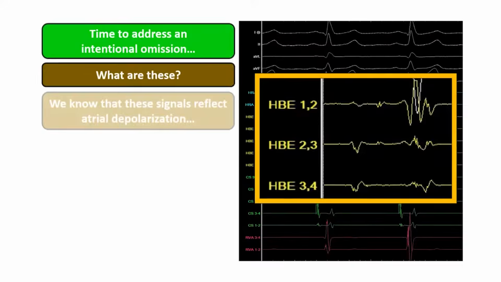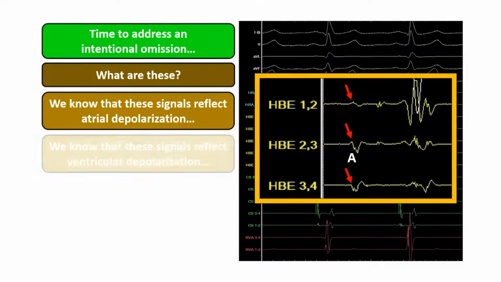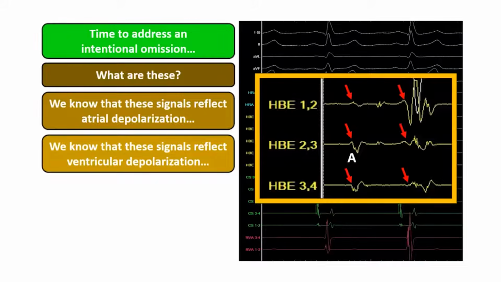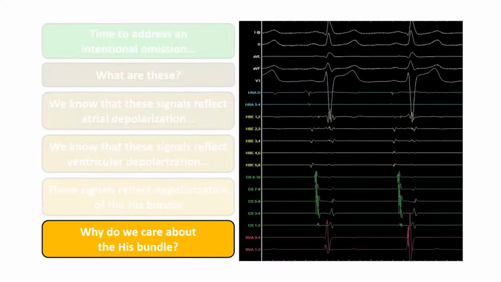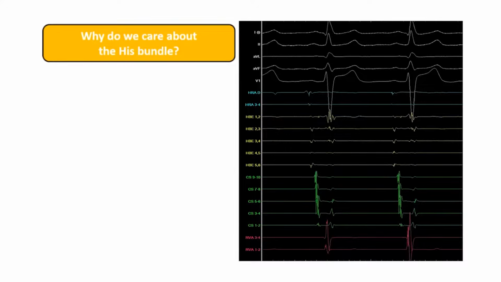Zooming in, we know that the signals on the left reflect atrial depolarization, or our A's. And we know that the signals here on the right represent ventricular depolarization, or our V's. What about the discrete and near field signals that happen in between? Well, these signals here represent depolarization of our HIS bundle, or our H's.